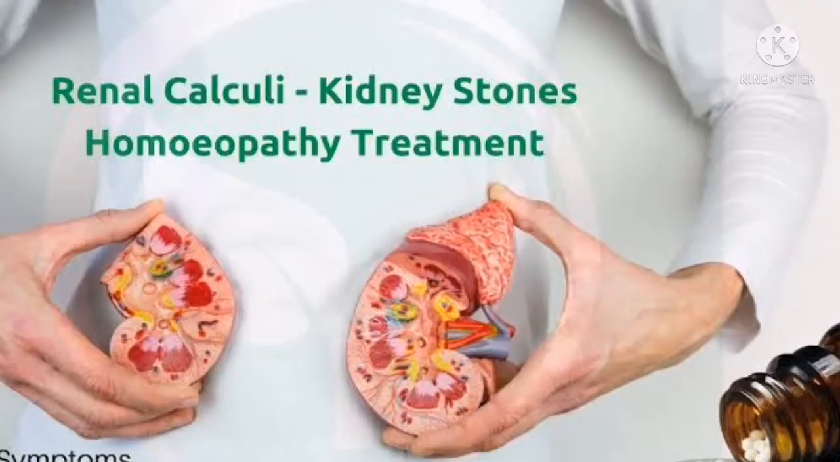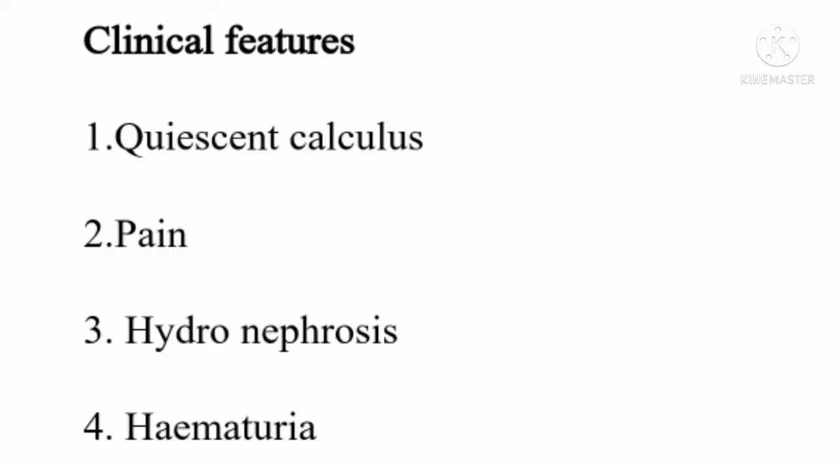For selecting the homeopathic individual single remedy, we should be keen on the clinical features. These renal stones have 5 major clinical symptoms. One is quiescent calculus, the second, most important, is pain, the third is hydronephrosis, and the fourth is hematuria.